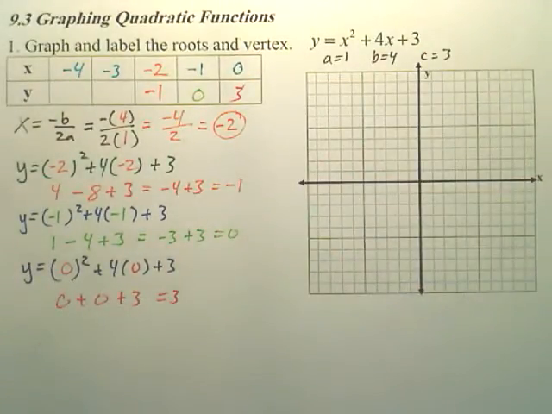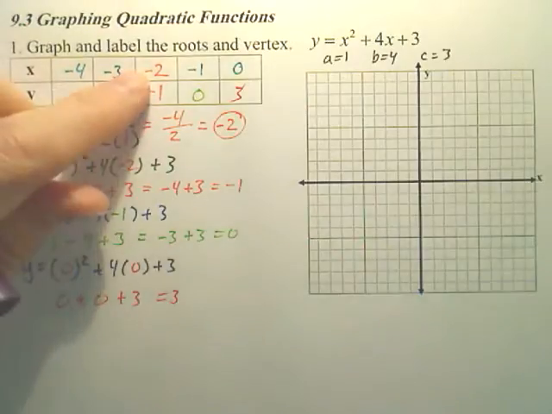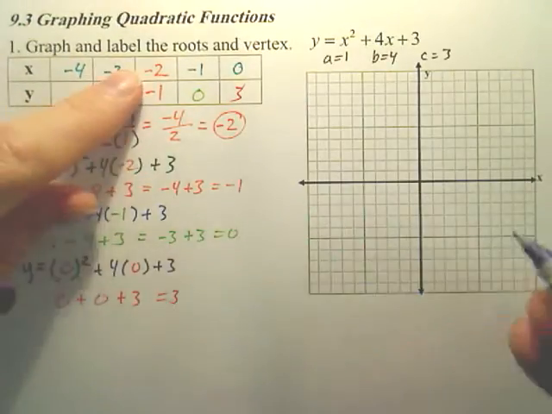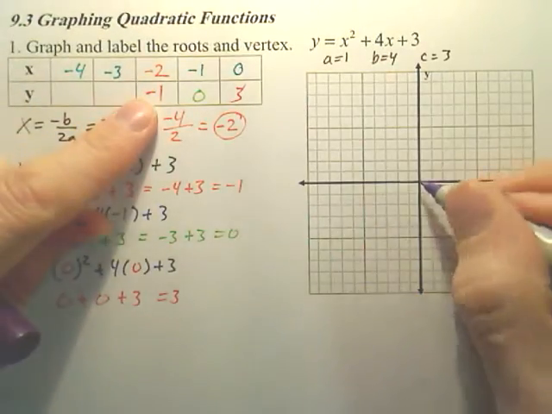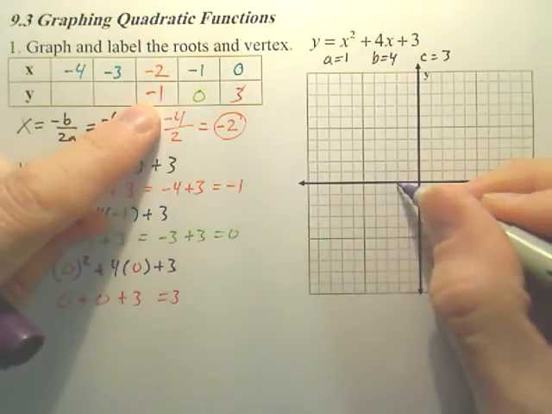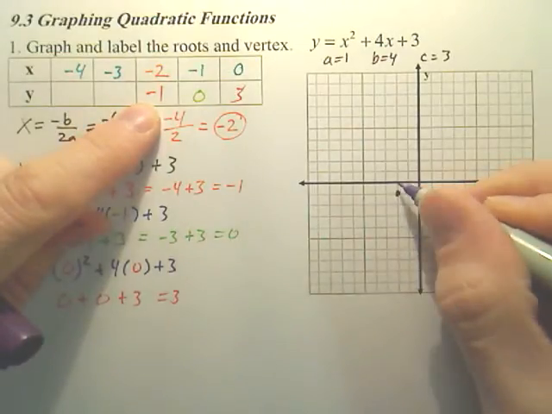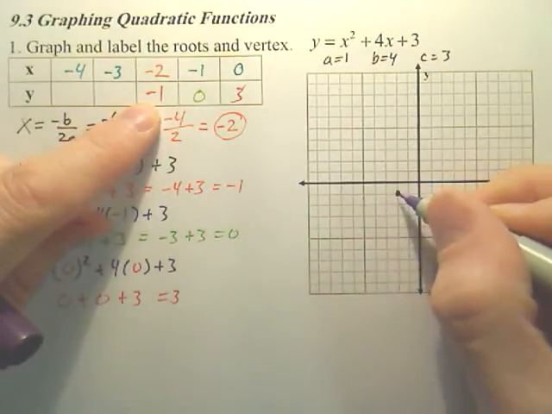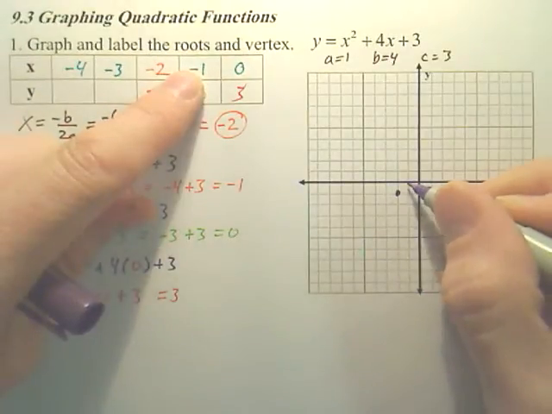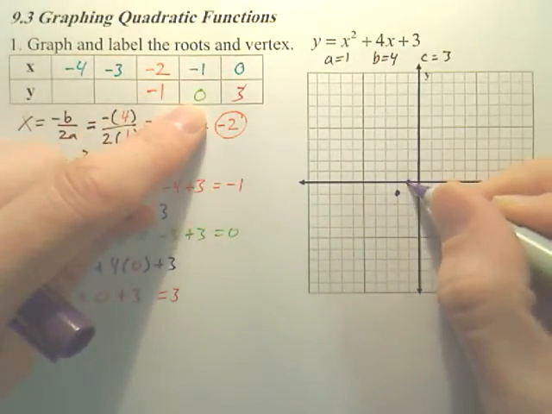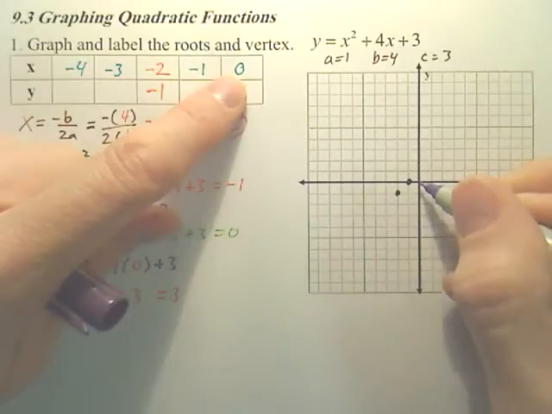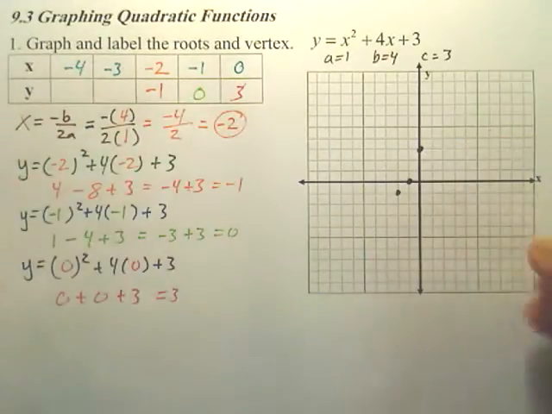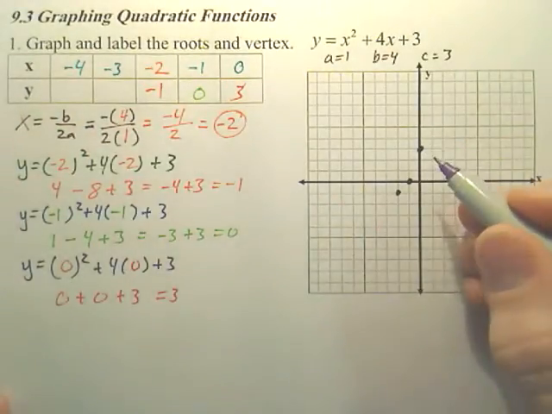Now, we got these values. Negative 2, negative 1. Your x is negative 2, your y is negative 1. So when x is negative 2, y is negative 1. When x is negative 1, y is 0. So we stay right there. And when x is 0, y is 3. Now, that's half of my parabola.